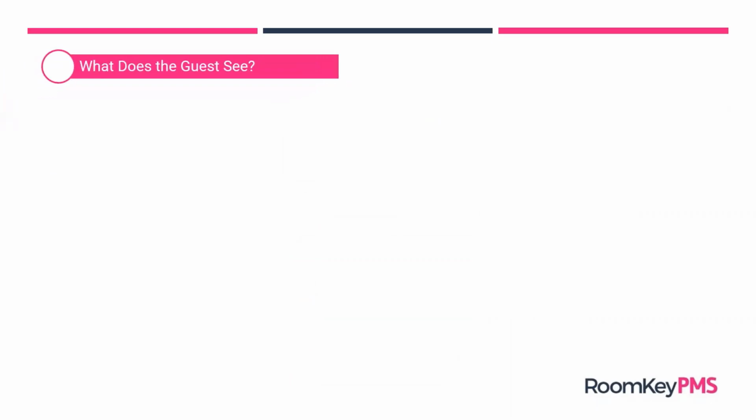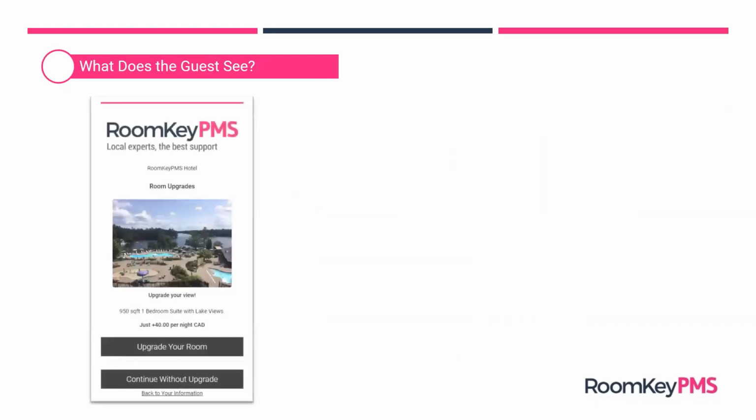So let's take a look at what the guest actually sees during this check-in or mobile check-in or upselling process. For those of you that are familiar with our mobile check-in product, it looks similar to this, where a guest would be looking at it on their mobile device, maybe a smartphone or tablet device. At the top of the screen, it does come with the mobile theme, the logo for the hotel, and the hotel name at the top.